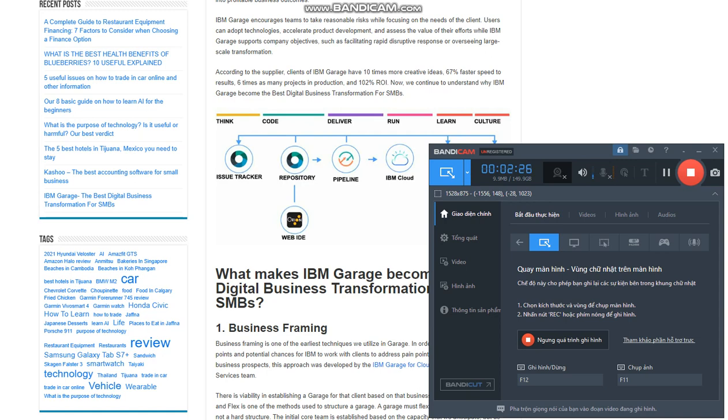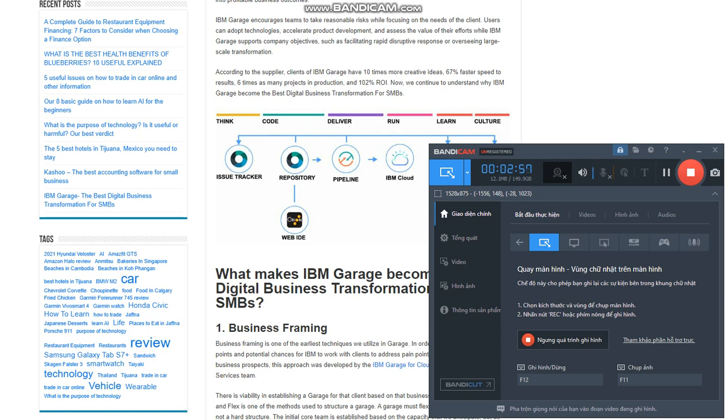1. Business framing. Business framing is one of the earliest techniques we utilize in Garage, in order to focus on client pain points and potential chances for IBM to work with clients to address pain points through value-focused business prospects. This approach was developed by the IBM Garage for Cloud and evolved by the IBM Services team. There is viability in establishing a garage for that client based on that business framing.